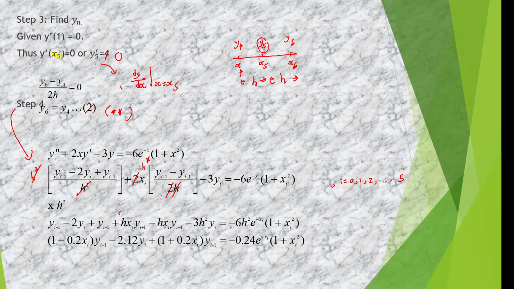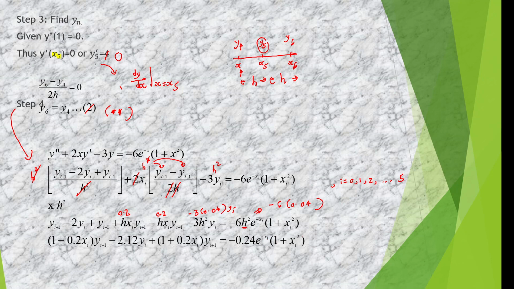So h, actually 0.2, xi multiplied by yi plus 1. This one is already expanded, meaning we are left with h xi multiplied by yi plus 1, and negative, that's why it's minus h xi yi minus 1. The h you may straight away replace by 0.2. Make sure each term is multiplied by h squared. So minus 3h squared, which is 0.04, meaning you have negative 3 times 0.04 times yi. The right-hand side is also multiplied by h squared, so you have negative 6 times 0.04, which gives negative 0.24 exponent negative xi, bracket 1 plus xi squared.